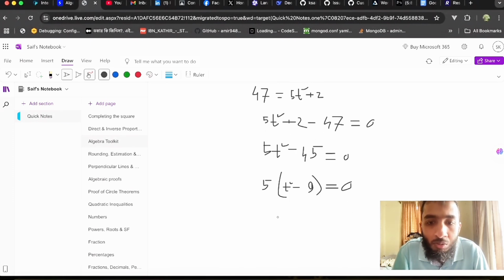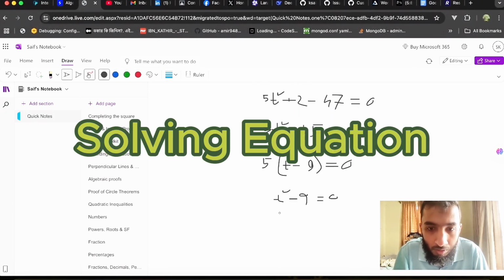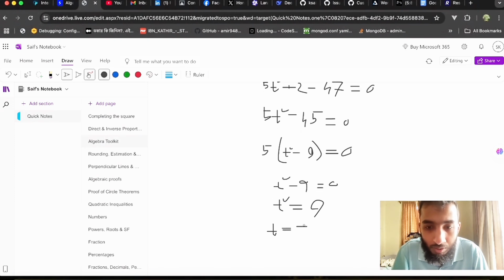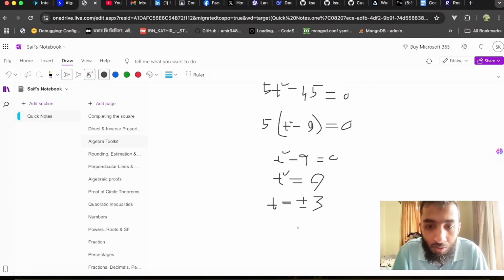So we can also write t square minus 9 is 0 and t square equals 9. So t would be what? If I remove the square, it would be plus minus 3. So it can be 3 or minus 3. So this is the value of t.